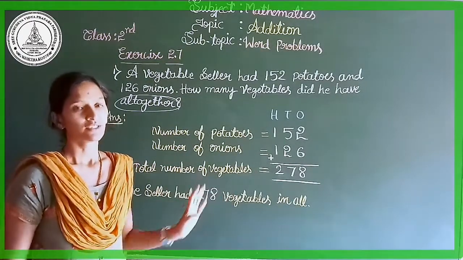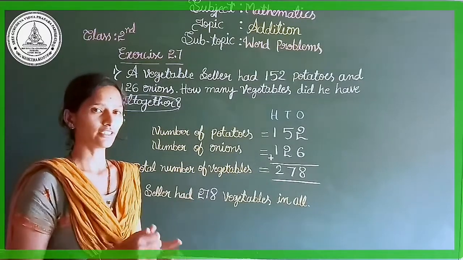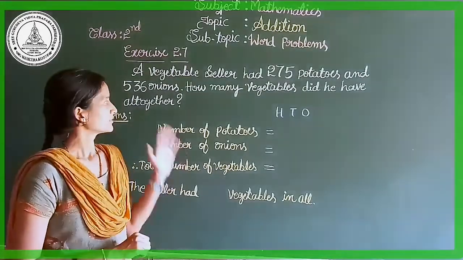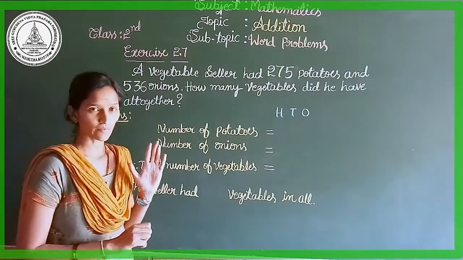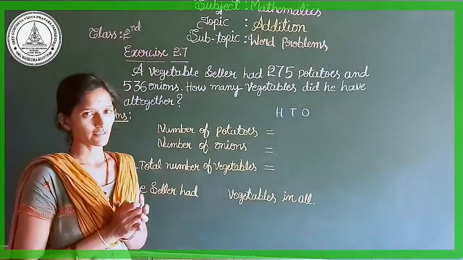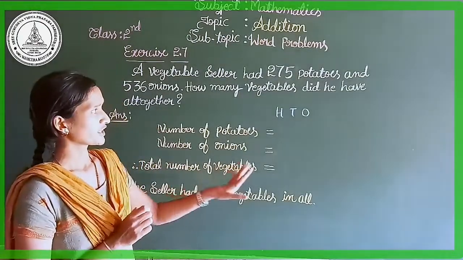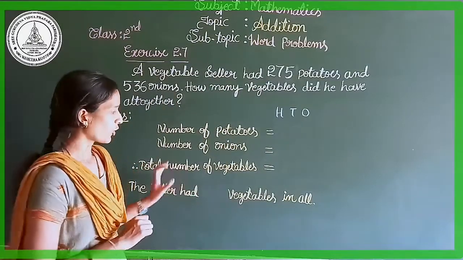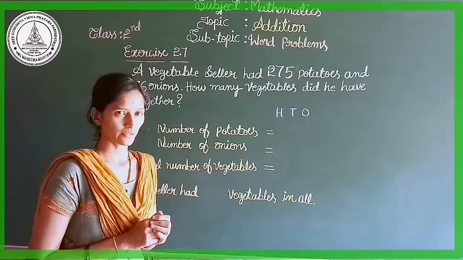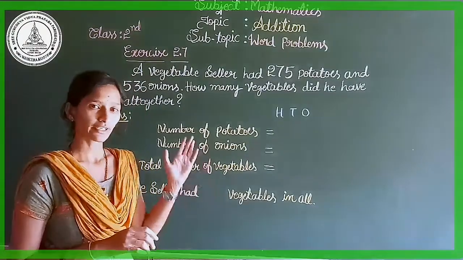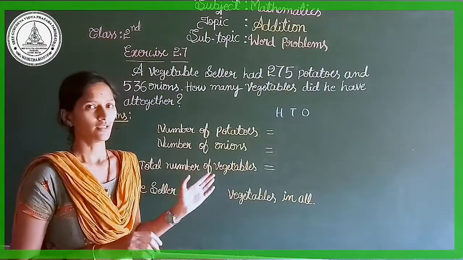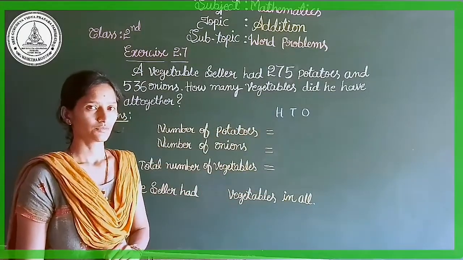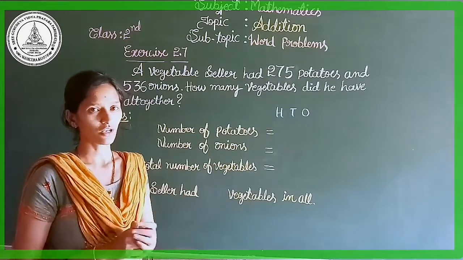Is it clear? So like that, I will give another example. You have to solve it at home. Here is another problem, again about vegetables. See here, I changed the numbers of potatoes and onions. So you have to find out how many vegetables there are in total. Like we did the first problem, in the same way you have to do this problem also. So now come to the second and last problem.